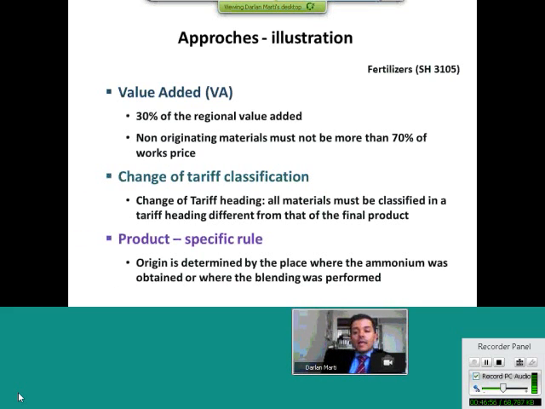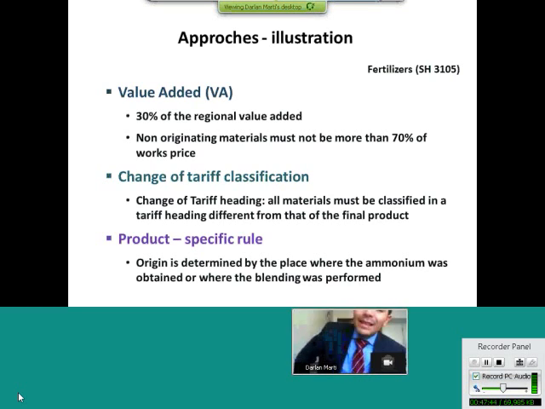And finally, the final example is one in which we do not look into value, we do not look into tariff classification. We simply look at the way the product is manufactured and identify processes that are deemed to transform it substantially. And an example here is the origin of the fertilizer is the place where the ammonium was obtained, or the place where the chemical products were blended together. So there you go, a single product, fertilizer, but three very different possibilities of crafting rules of origin.